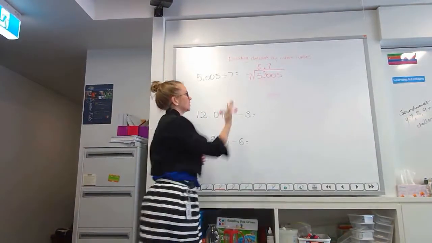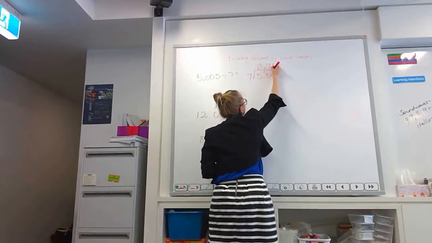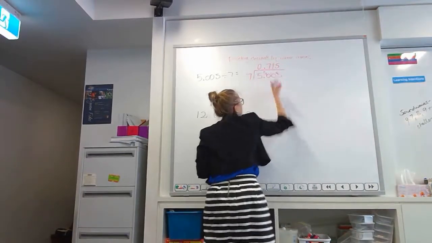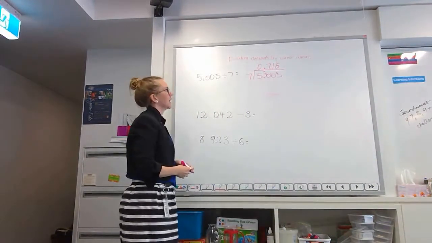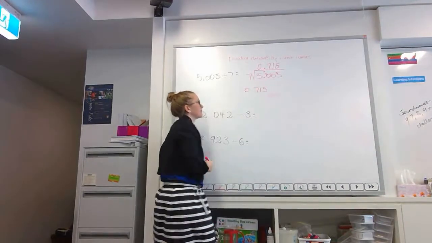And then we have 1 remainder because we were trying to get to 50. 7 into 10 goes 1, with 3 left over. 7 into 35 goes 5. Any left over? No, nothing. Great. So our answer is 0.715.